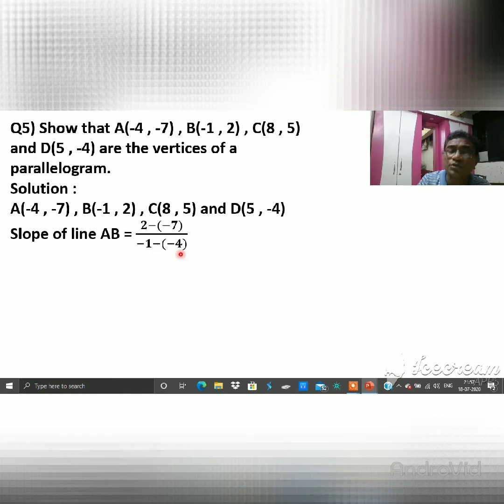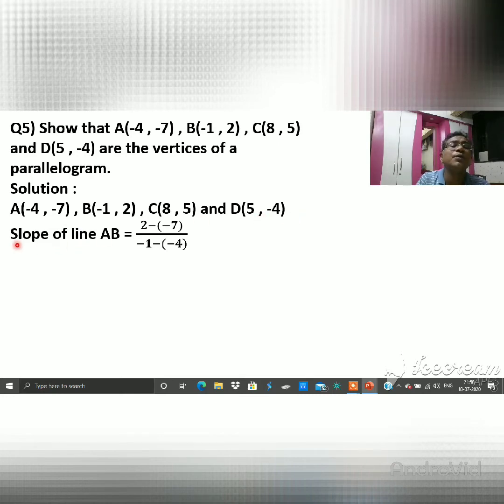Anyone doubts? See, when you are finding the slope of AB, then A bracket is x1 y1, B bracket is x2 y2. When you want to find out the slope of BC, then B bracket is x1 y1, C bracket is x2 y2. When you want to find out the slope of CD, then C bracket is x1 y1, D bracket is x2 y2. So how you are taking the pairs, according to that x1 y1 can be changed. And when you take AD, then A is the x1 y1 and D is x2 y2.